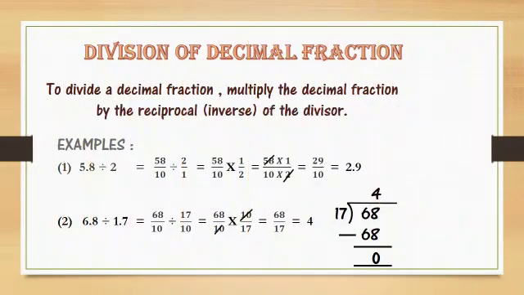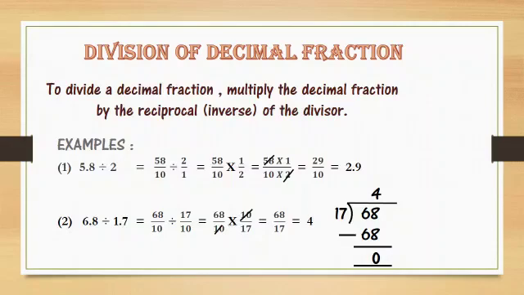Division of decimal fraction. To divide a decimal fraction, multiply the decimal fraction by the reciprocal, that is inverse, of the divisor. Let's see the examples. First one, 5.8 divided by 2. 5.8 is 58 upon 10 and 2 is 2 upon 1. So 58 upon 10 divided by 2 upon 1.